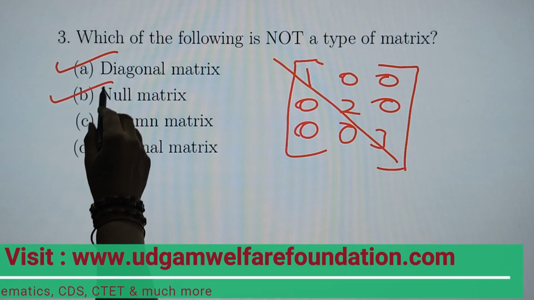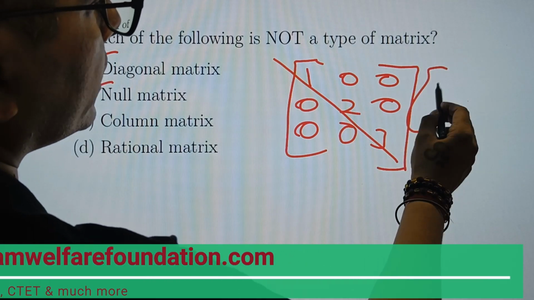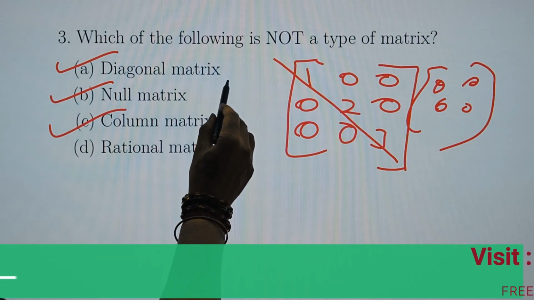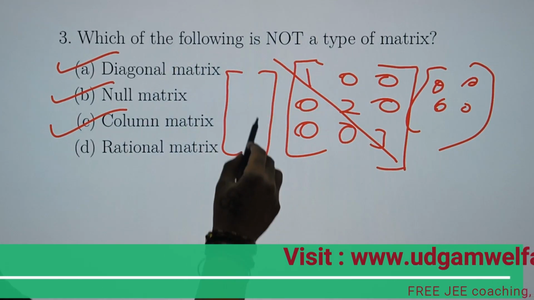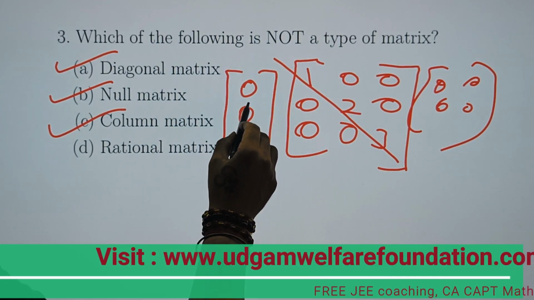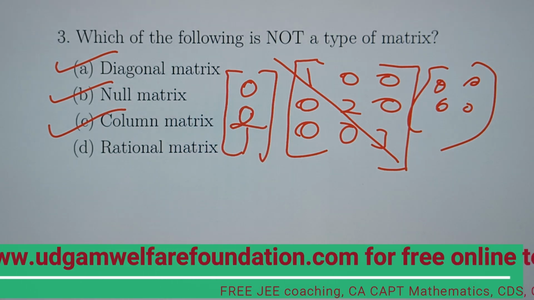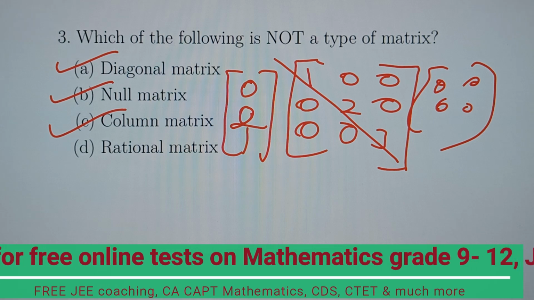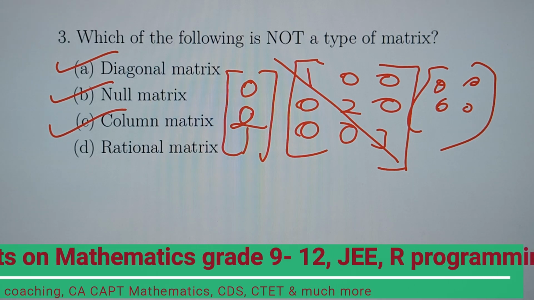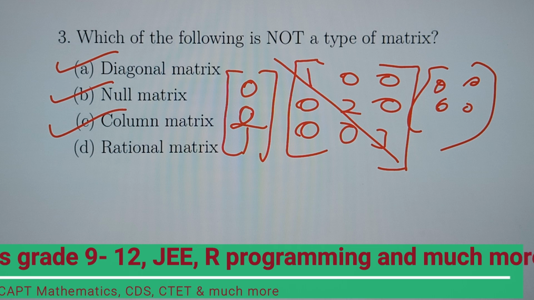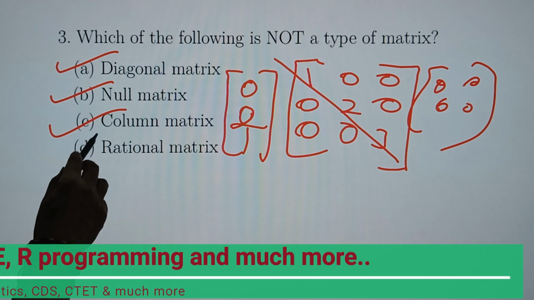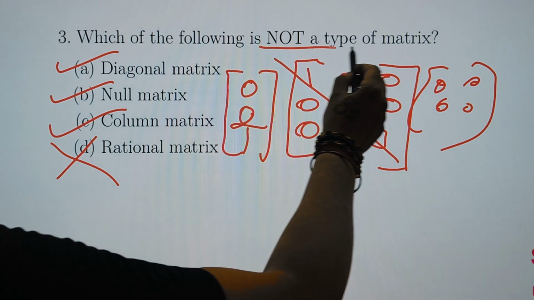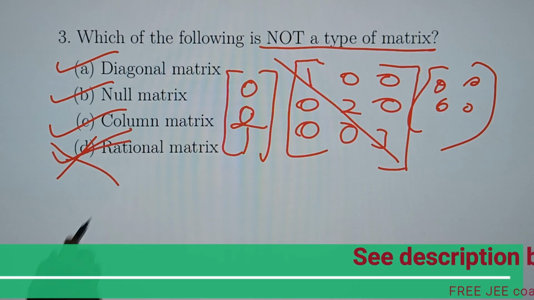The null matrix, which we have already discussed, means all the elements are 0. And a column matrix is a type of matrix where we have all the elements in a column, for example 1 2 3 or whatever. So it is in the form of a column. There will be no extra columns in it, right? So it is a type of matrix which we call a column matrix. Now, rational matrix is not any type of matrix here. So this is not a type of matrix, hence our option D is the correct answer here.